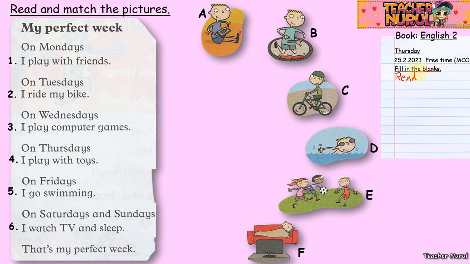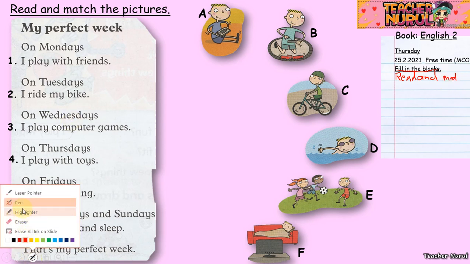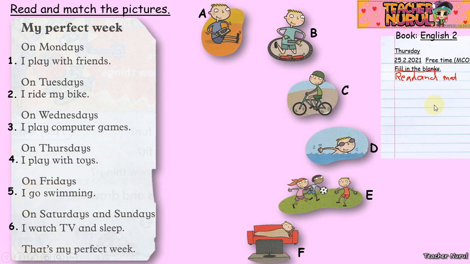Okay, this one you don't have to write fill in the blanks, yeah? Read and match the pictures. Okay, you write until the end. Okay, next. You just have to write down the number. Write down number 1, 2, 3, 4, 5, and 6. You don't have to write down the sentences. Okay, and then you just write down the answers. Okay, let me give you one example.